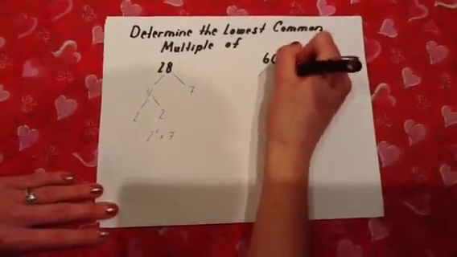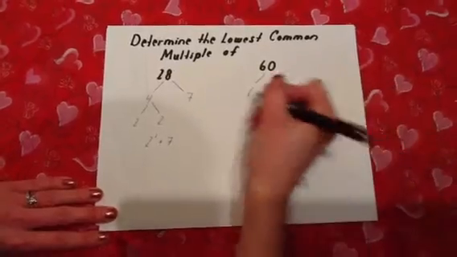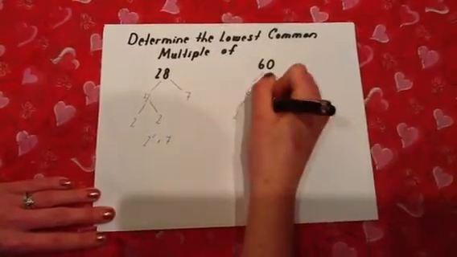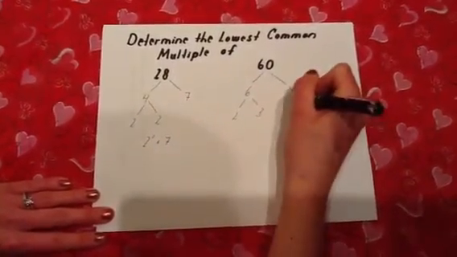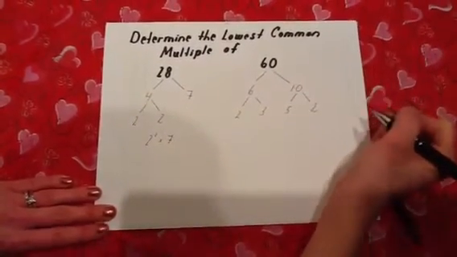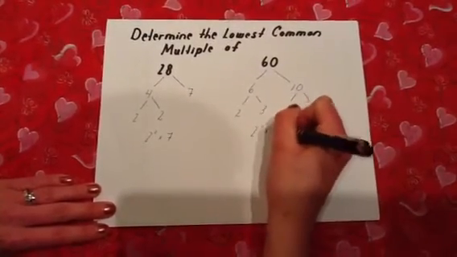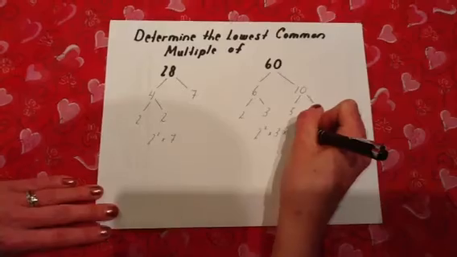So 60 we could break down into 6 times 10. And 6 is 2 and 3. And 10 would be 5 and 2. And same as the last one, we'll write it as a product of primes. So this would be 2 squared times 3 times 5.